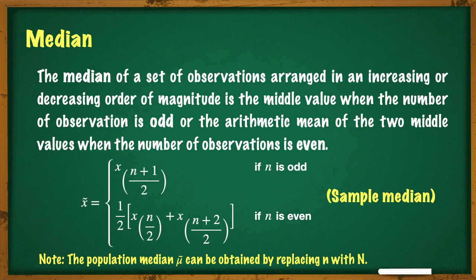We have here a note that the population median mu tilde can be obtained by replacing the small letter n with a capital letter N.